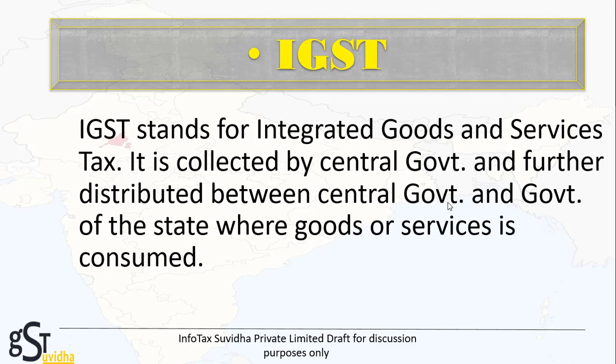IGST stands for Integrated Goods and Services Tax. It is collected by central government and further distributed between central government and government of the state where goods or services is consumed. Basically, IGST is a sum of CGST and SGST. Therefore, here we can see that it is distributed between central government and state government. It is basically charged on interstate sales. Previously, on interstate sales, CST used to be levied. Now, it will be replaced by IGST.